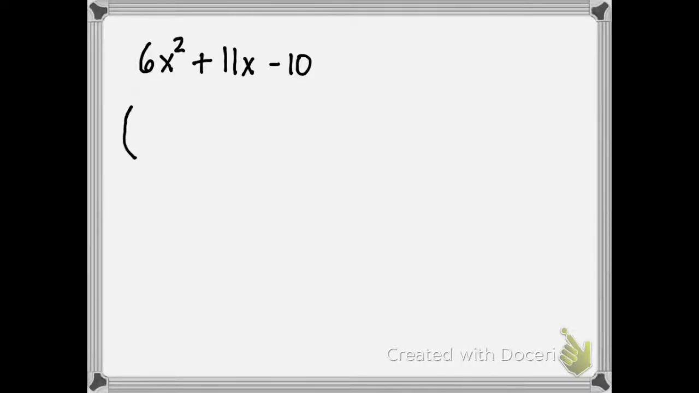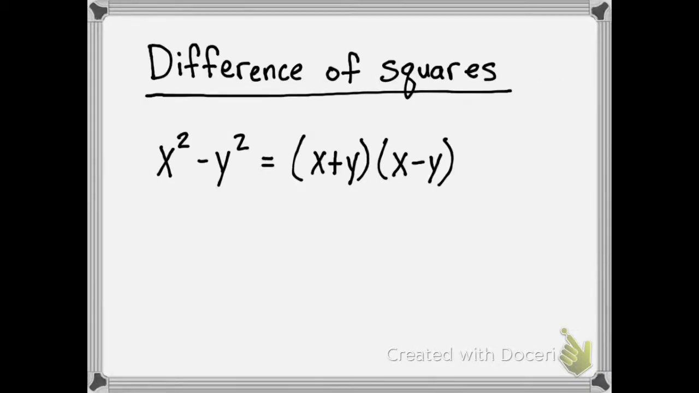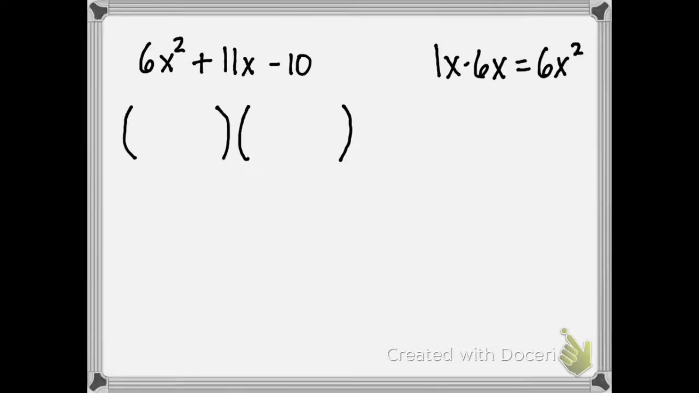my 2 parentheses. What I know is the first terms in the parentheses have to multiply together to be the 6x squared. We've really got 2 options here: either 1x and 6x, since 1x times 6x is 6x squared, or we could do 2x times 3x, which will give us 6x squared. So we have 2 options up front, and we just have to pick one to try. I don't know which one's going to work. I'm going to try 2x and 3x.